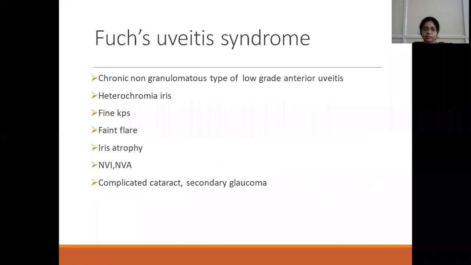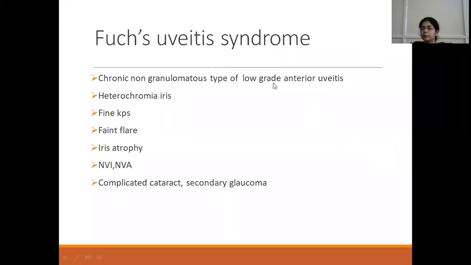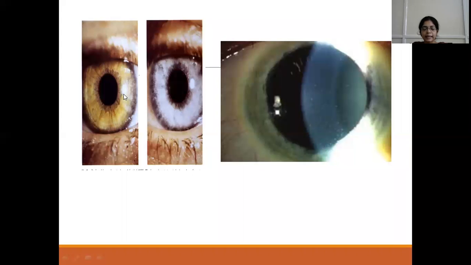Now, what is Fuchs uveitis syndrome? Again, straight to the pictures, you can see the KPs or the keratic precipitates are very fine. So there are usually unilateral, very fine keratic precipitates with mild corneal edema. Fuchs uveitis, I'm sorry, this is fine keratic precipitates with heterochromia of the iris. That is, the iris of one eye is of one color, and in the other eye there could be a different colored iris.